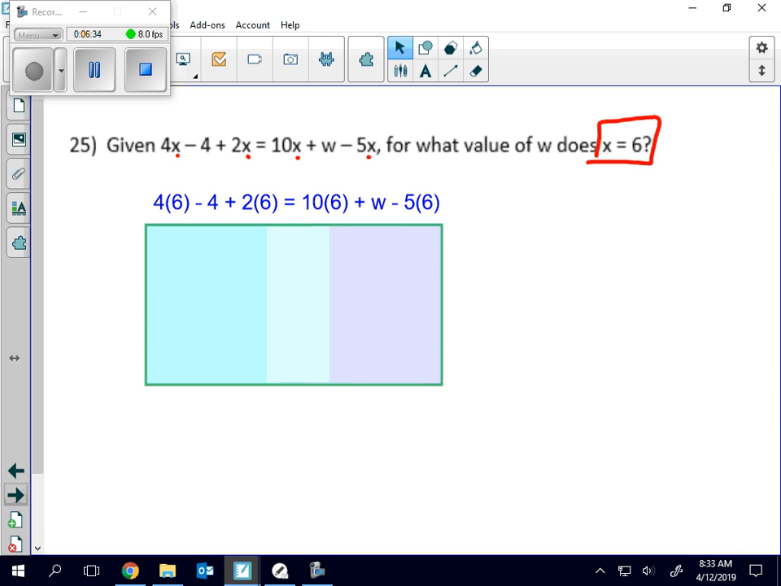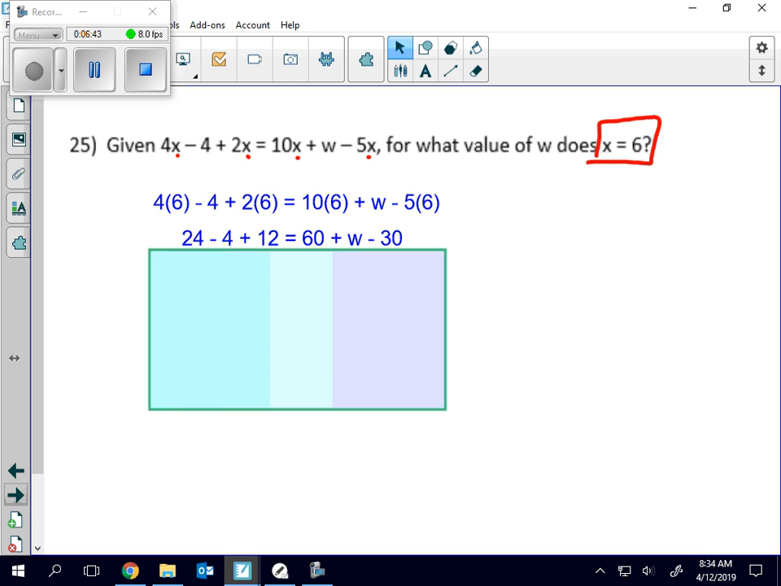It's the same equation, but instead we're multiplying by 6. So now let's just simplify. 4 times 6 is 24. We bring down our minus 4.